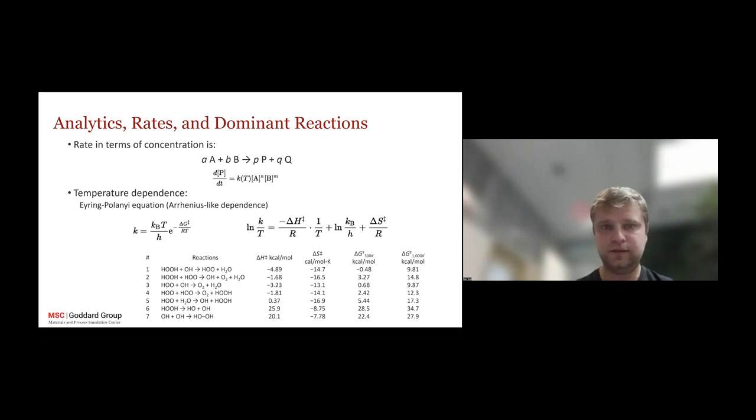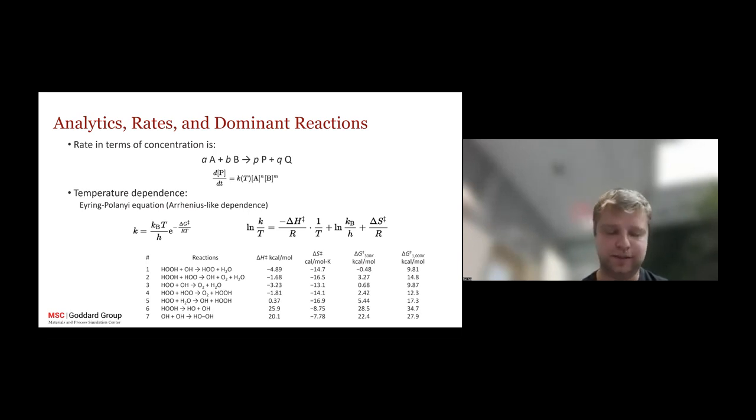So rate is given by a reaction constant times the concentration of each of the reactants, and then these were all first order reactions, so the exponents were 1.